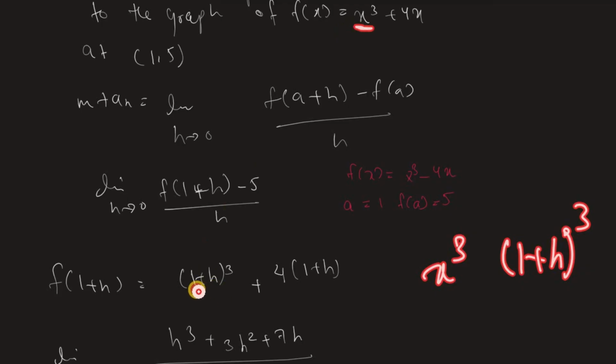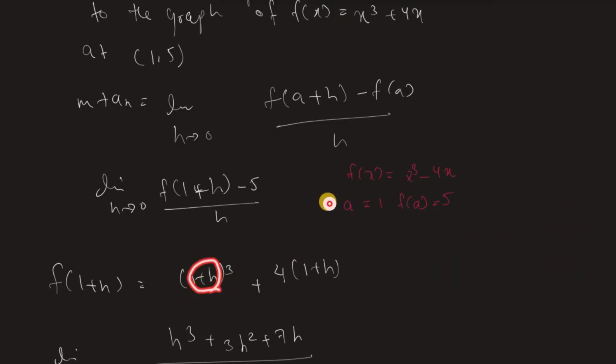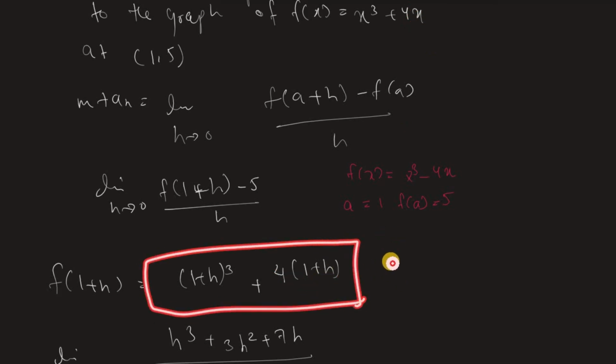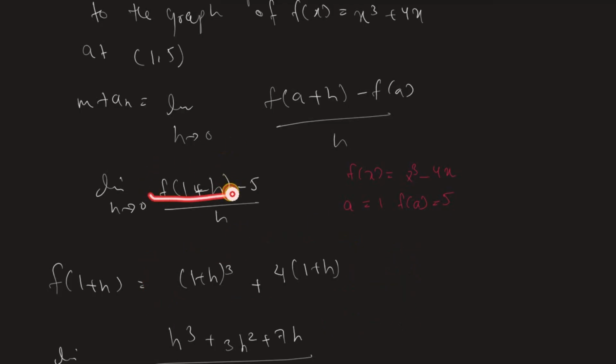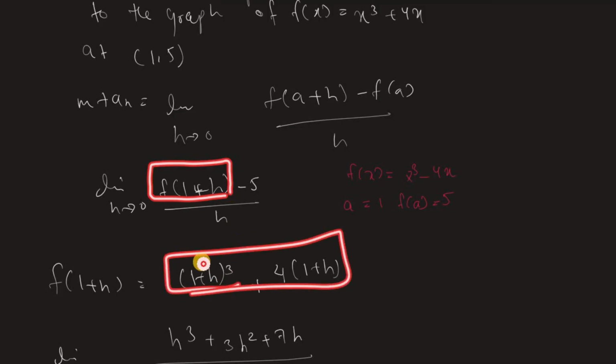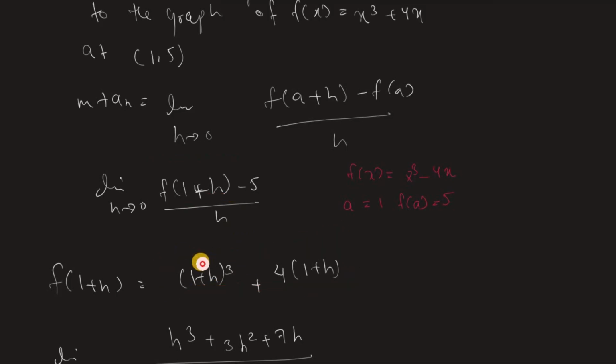So every time you see x, you're going to replace it with 1 plus h. Now we're going to have 4, and this x is also going to be replaced with 1 plus h. So this is what we have at the top. Then we have a negative 5, divided by h as well. But let's do it step by step. First of all, we're just solving this part, so it's easier if we factor it later.